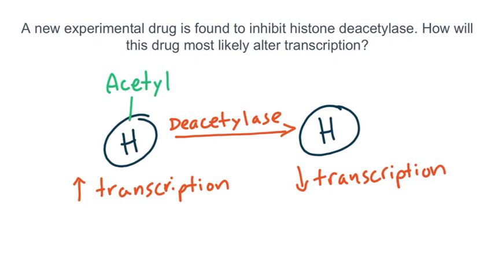In the question, we're told that the drug works by inhibiting histone deacetylase. In other words, this would result in more acetyl groups bound to histones. So as you can see, this drug would most likely increase transcription.